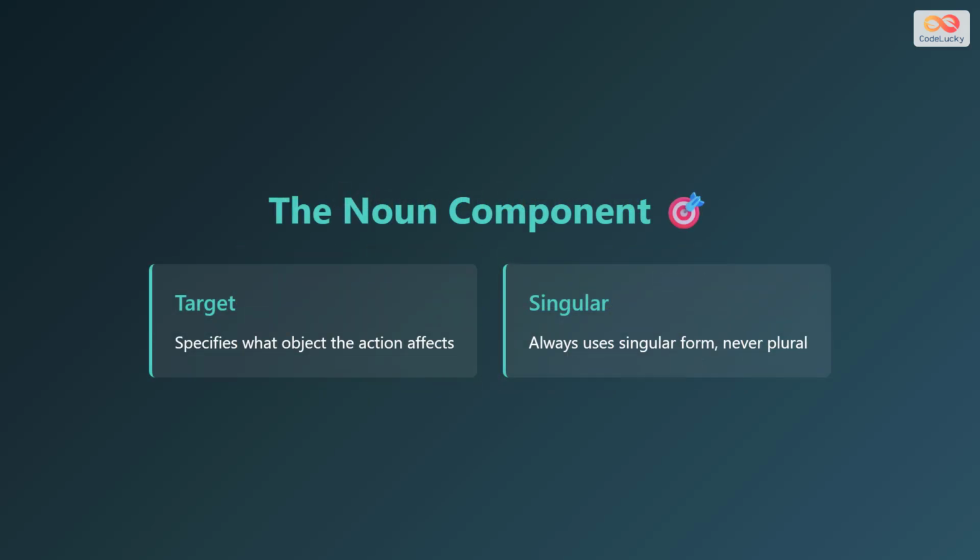The noun component is the second part of a Cmdlet name, coming after the dash. It specifies what object or resource the action affects. For example, process, service, item, or content. The noun tells you the target of the verb's action. An important rule to remember is that nouns in PowerShell Cmdlets are always singular, never plural. So you'll see Get-Process, not Get-Processes. This consistency in using singular nouns is another aspect of PowerShell's predictable naming convention.